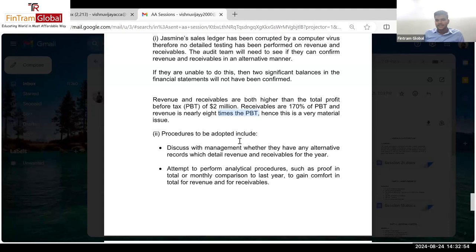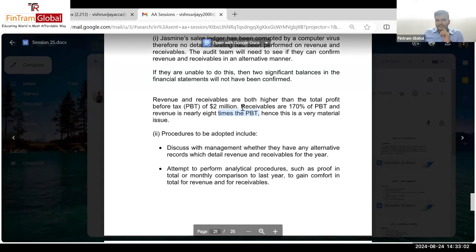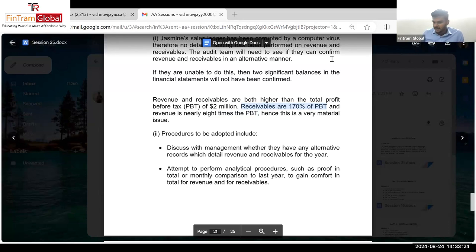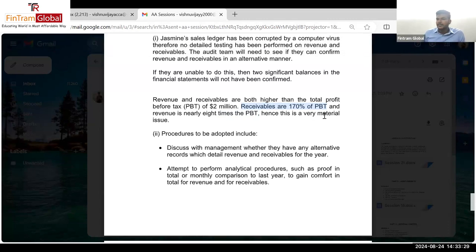It is pervasive, right? So guys, the situation is material and pervasive. Why is it material? Because we just calculated that the receivable balance is 170% of PBT. So if the entire receivable balance is misstated, it can actually convert a loss into a profit. So it is both material and pervasive as well. If you calculate the materiality and find it above 100%, then obviously it will be pervasive itself. Now, what should the opinion be?